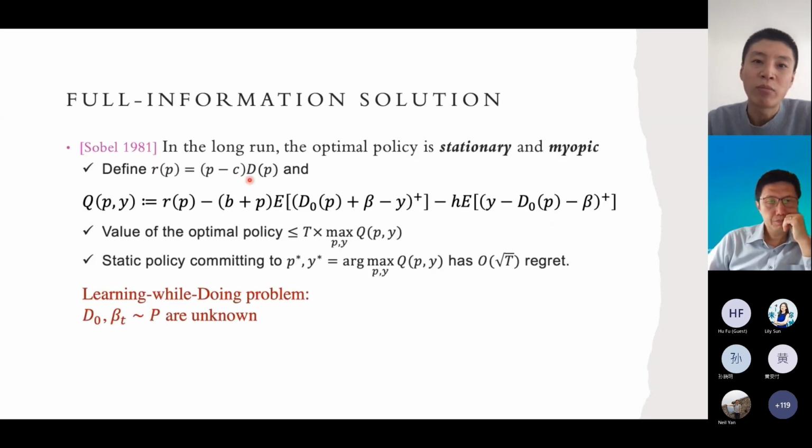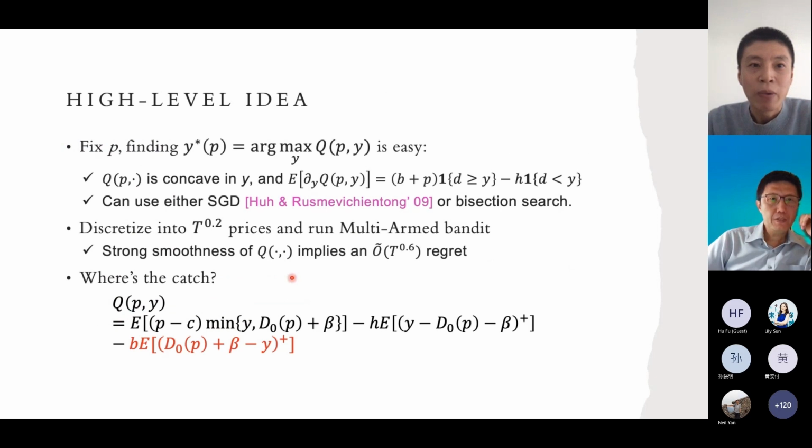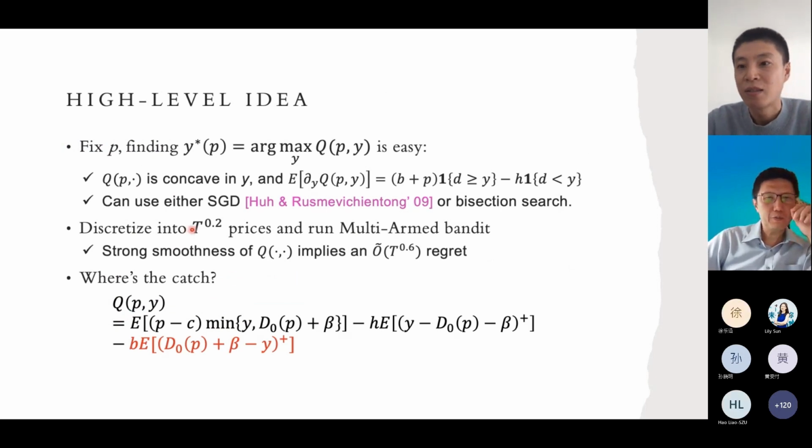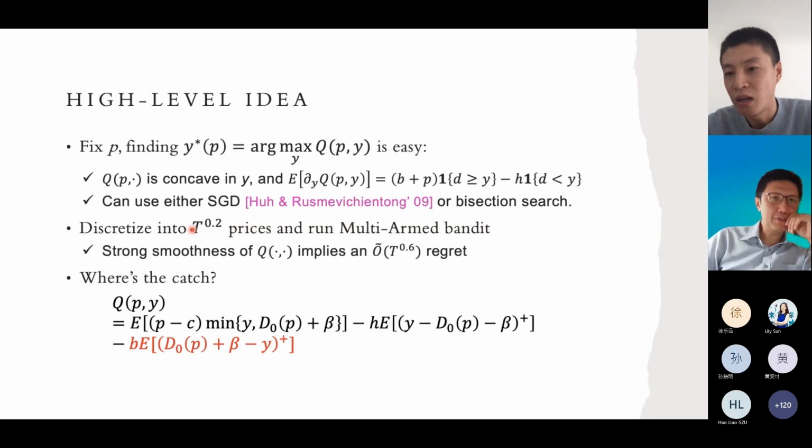And also in the full information solution, as I mentioned intuitively before, in the long run, the optimal policy will be stationary and myopic, meaning that we only need to commit to a fixed pricing and inventory decision P star and Y star. So this makes the problem more like a bandit problem. So we only need to learn this optimal P star and Y star and repeatedly commit to it at every time step.